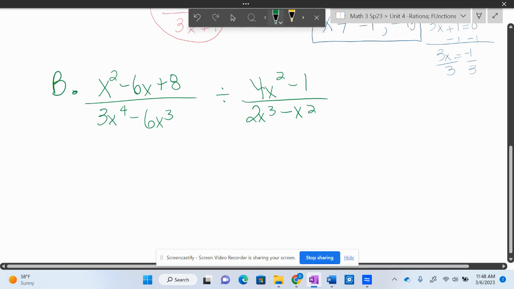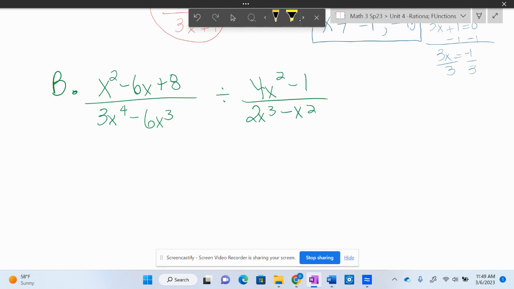So here's my problem. The first thing that I need to do is change this to multiplication, and I do that by multiplying by the reciprocal. So I have x squared minus 6x plus 8 over 3x to the fourth minus 6x cubed. That part does not change, but I'm going to multiply by the reciprocal of this.